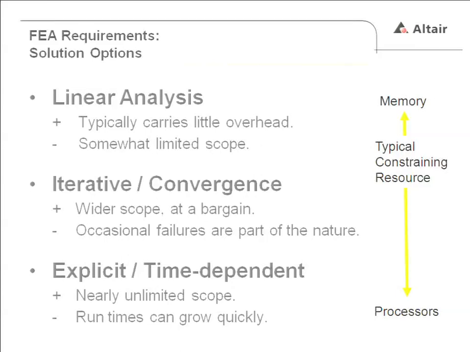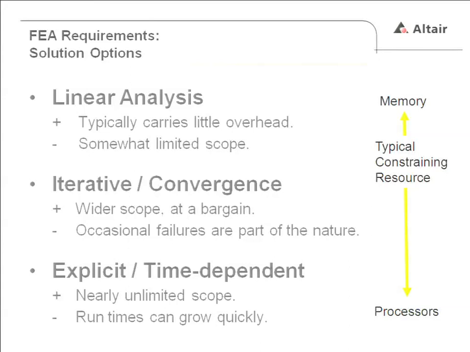So my scale on the right, memory and processor. So when I think of, and again, these are generalities, but when I think of the constraining resource for a linear analysis, I think memory. And when I think of the constraining resource for an explicit analysis, I think of processors. So like your standard linear analysis, and these different solution options have completely different coding behind them. So the way that they're coded up and actually executed and carried out is completely different.